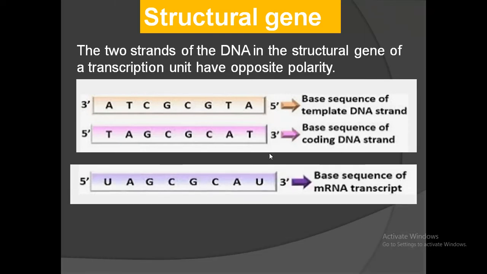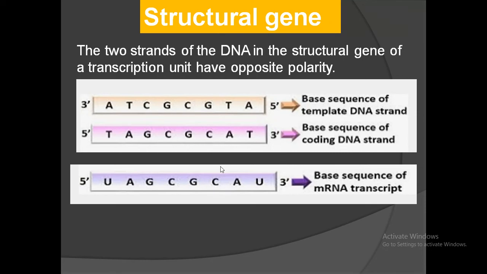Now see, this is the newly formed mRNA. It is complementary to the template strand. Thymine, adenine, guanine, cytosine. But here adenine, thymine will not come. Thymine is replaced by uracil. And the base sequence of the coding strand and mRNA are similar, with the exception of thymine being replaced by uracil. See, other things are similar.